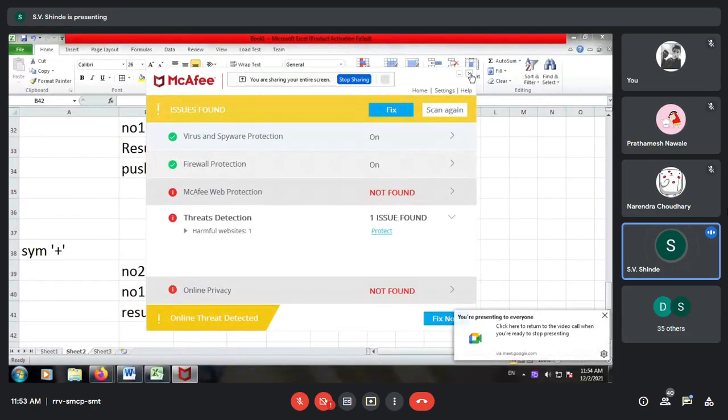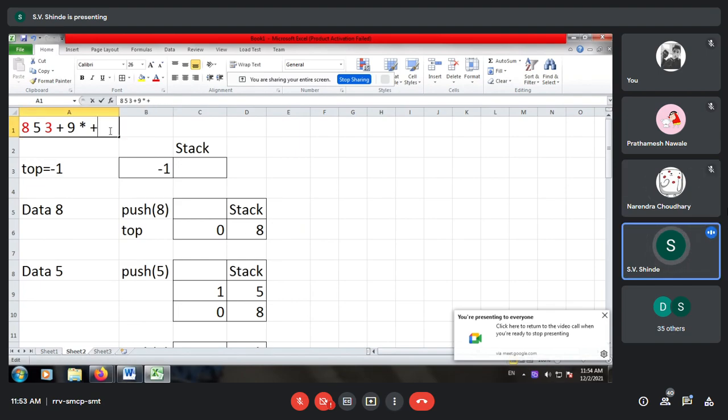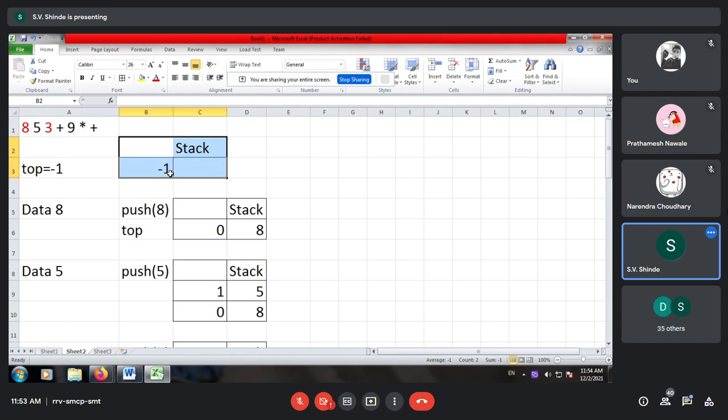Yes, are you able to view the screen, participants? Yes, sir. Okay. Now let us look at this postfix expression. We have to scan it again from the left hand side. So initially our stack is empty and top is equal to -1. After we get the first data element, 8, the instruction we have to issue is push 8. So our stack will be updated. The data value will be 8 and top will be incremented from -1 to 0.